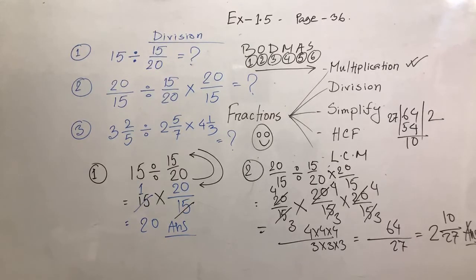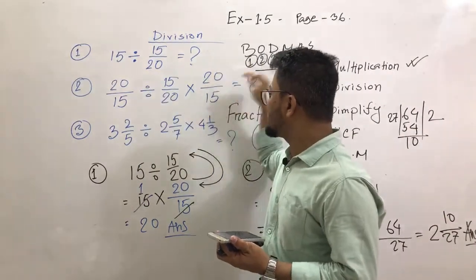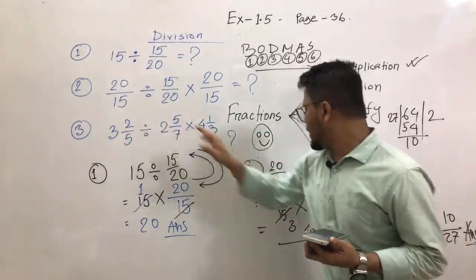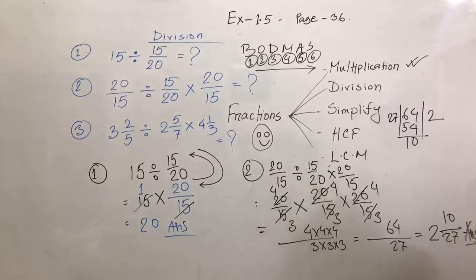Maximum students you have made a mistake here in number 2. Please give attention. I think without doing the divide you have eliminated this one. That's why your answer is 20 by 50. No. First you have to convert this divide into multiply, then do the calculation.